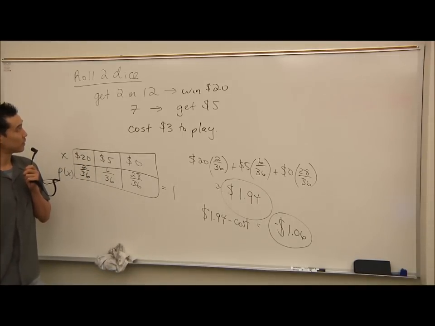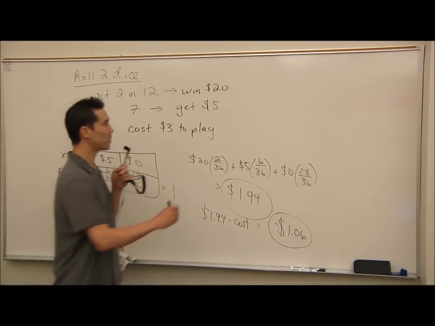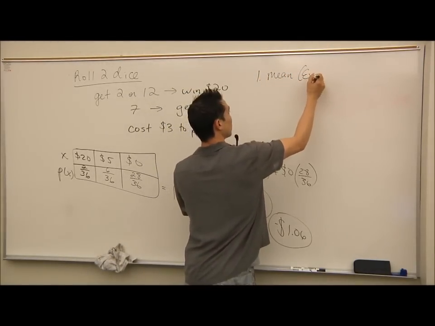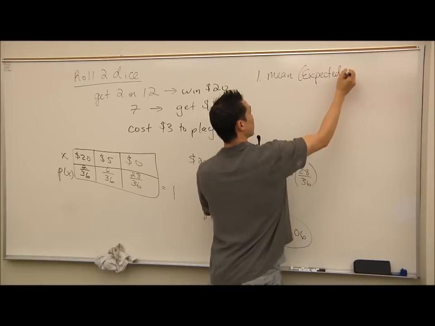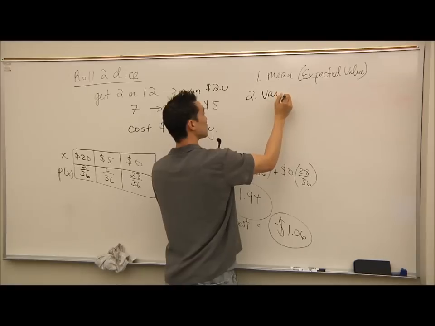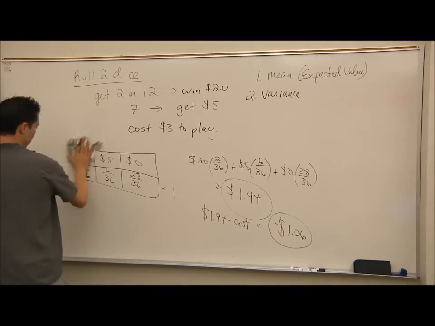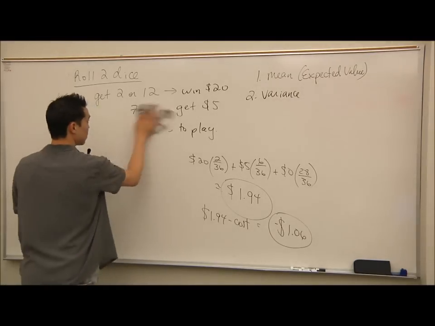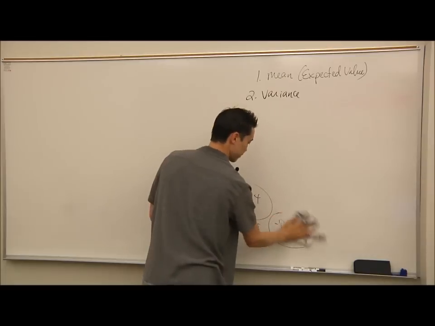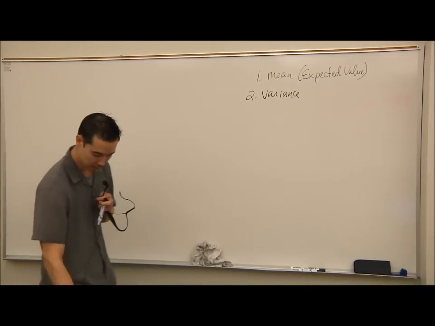Questions on that example? Okay, so there's 2 things. We've done the mean, or the expected value. So you need to know that formula, but there's another formula, finding the variance. Okay, so how do you find the variance from a probability distribution? And here's what that formula looks like.